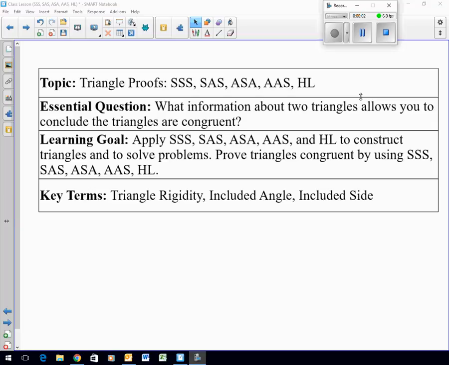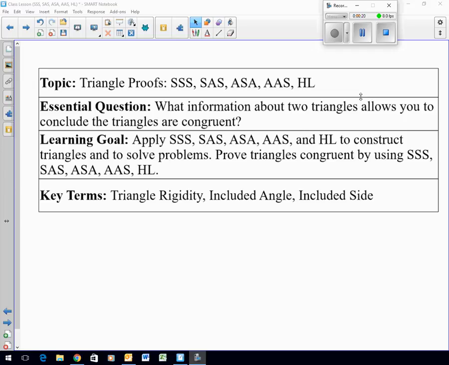So, today we're going to be talking about triangle proofs. Specifically, we're going to go over the following 5 theorems: side, side, side; side, angle, side; angle, side, angle; angle, angle, side; and hypotenuse leg. That's what those abbreviations mean.